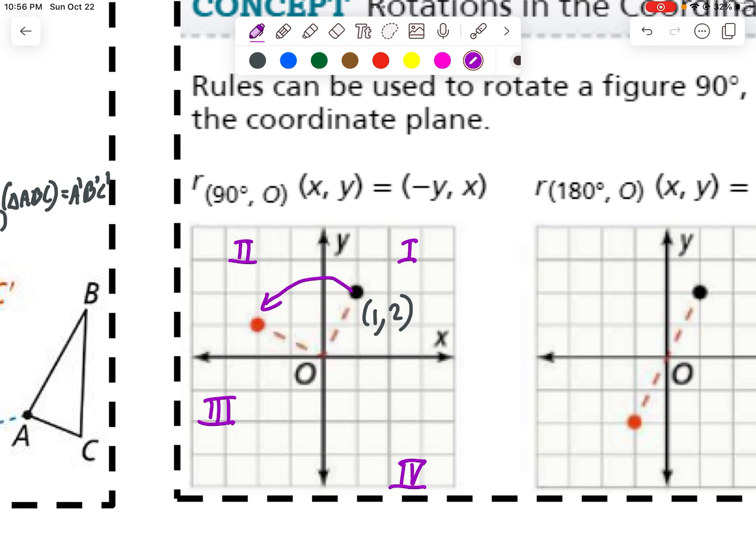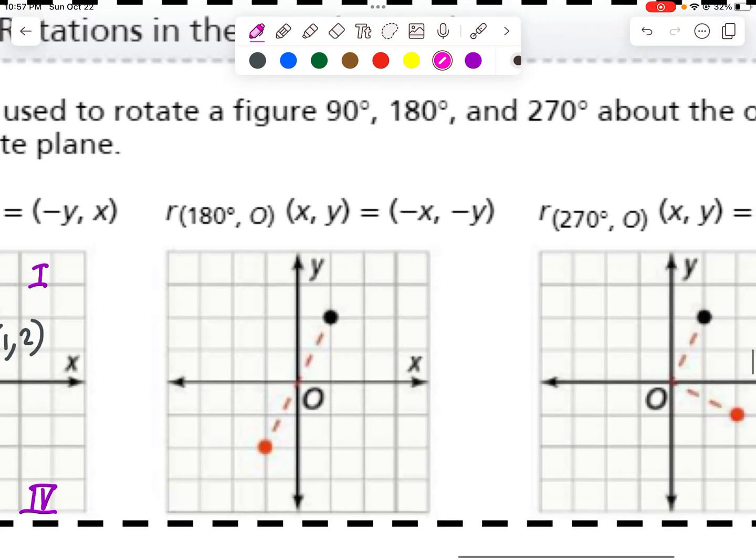There's a few other really cool properties with a 90-degree rotation. It creates a 90-degree angle right there. And let's take a look at the resulting coordinates. Resulting coordinates are -2, 1. Notice how the coordinates kind of switched places. One of them became negative. That tends to happen when we rotate around the center. Okay? Let's take a look at the second one.